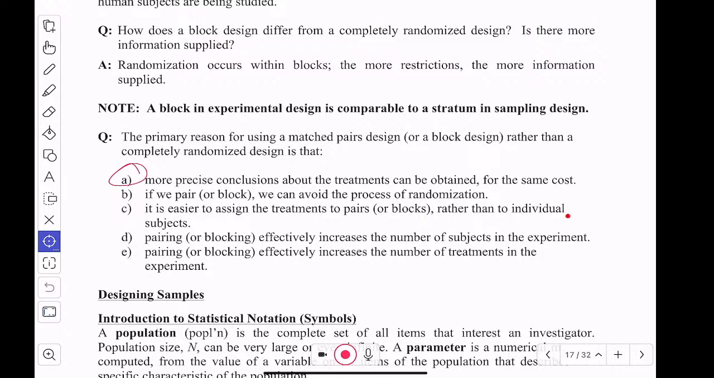This is not even sensical. Okay, pairing or blocking effectively increases the number of subjects in the experiment. No, it does the opposite. By blocking, we don't have to include more subjects. Pairing or blocking effectively increases the number of treatments. No, we have the same number of treatments in each block. Okay, so these are just wrong.